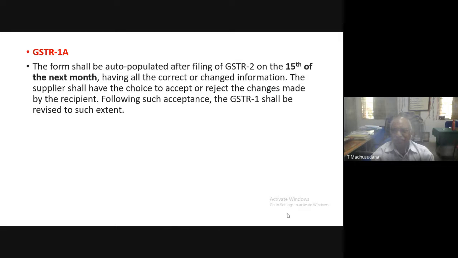The information filled in GSTR 1A is taken from the form GSTR 1. So whatever modifications you have done in the GSTR 1 are automatically corrected in GSTR 1A. So that is GSTR 1A. Next, GSTR 3.